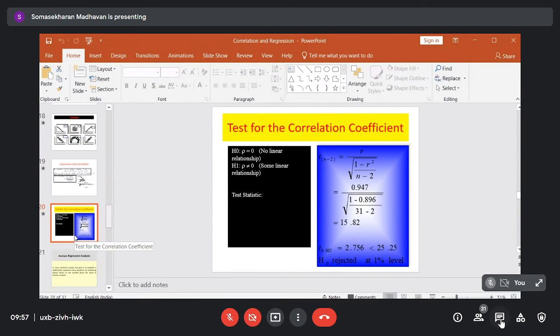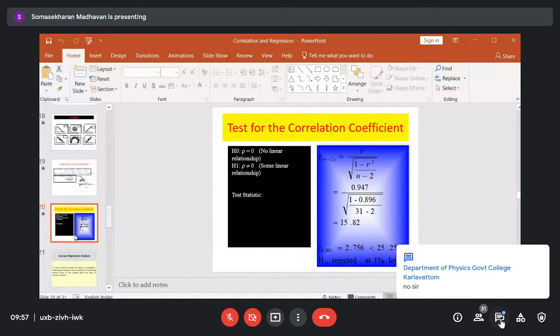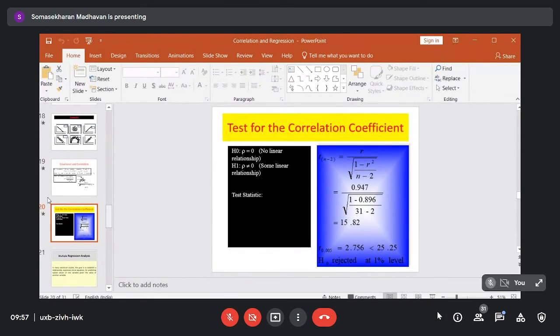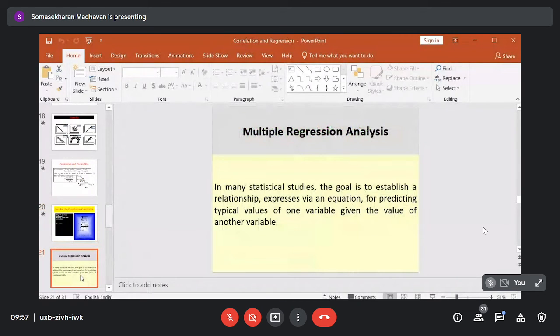Any question? These are the points to be conveyed in the case of the simple linear model. Any question? No, sir. Please continue.